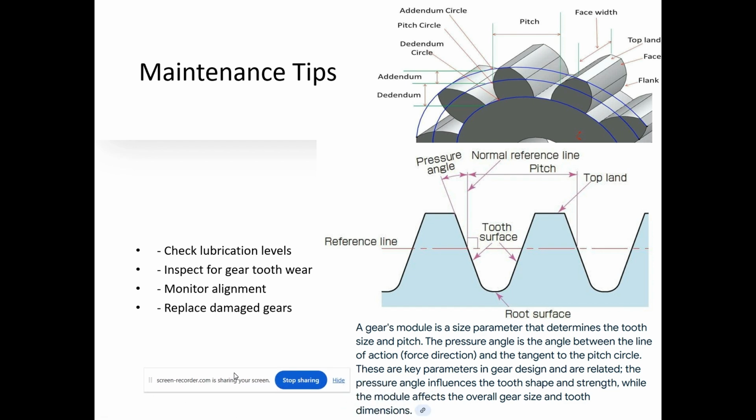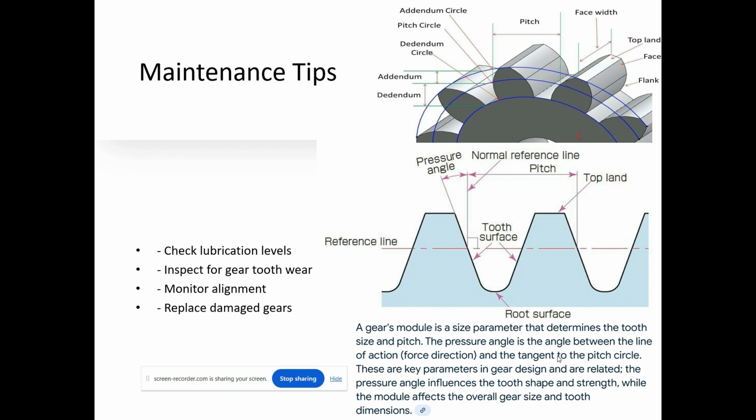So we have an important definition here, a gear module. So what's a gear module? A gear module is a size parameter that determines the tooth size and pitch. So it determines this distance, how much, and the size of the teeth too. How big is it? The pressure angle is the angle between the line of action, the normal reference line, the line of action, and force direction, right?